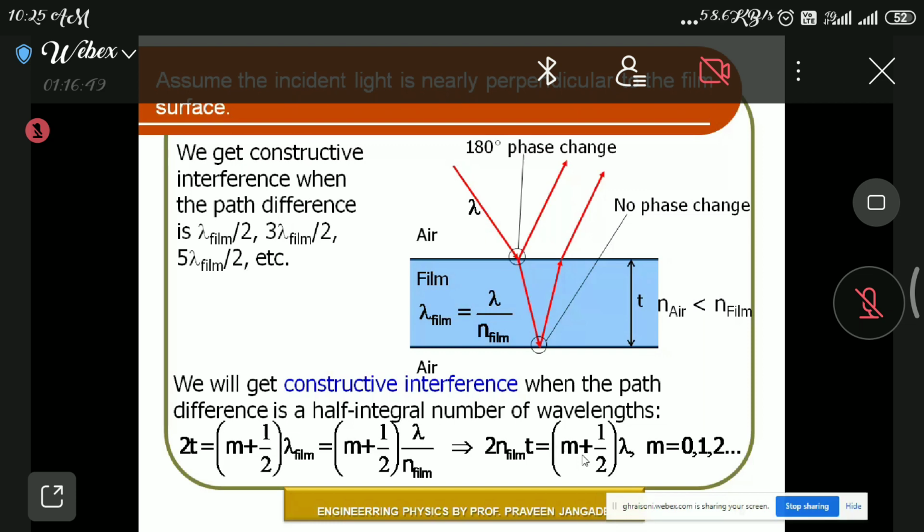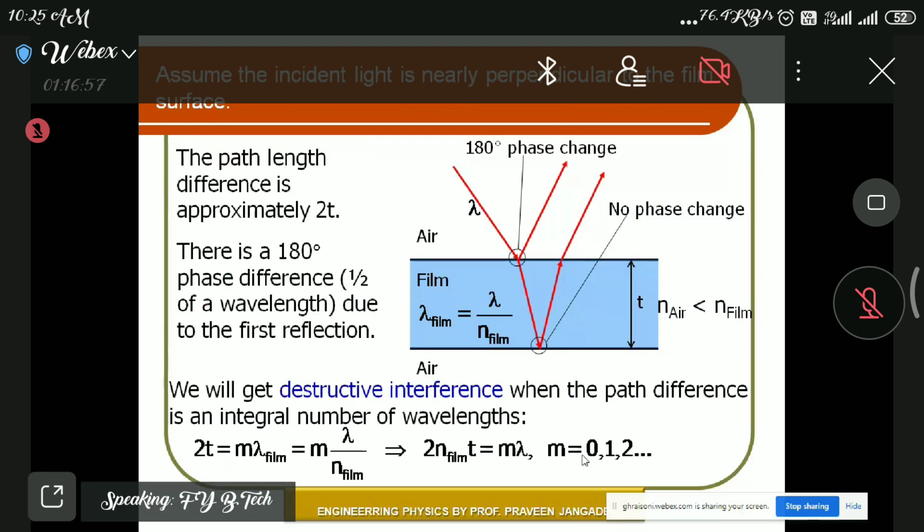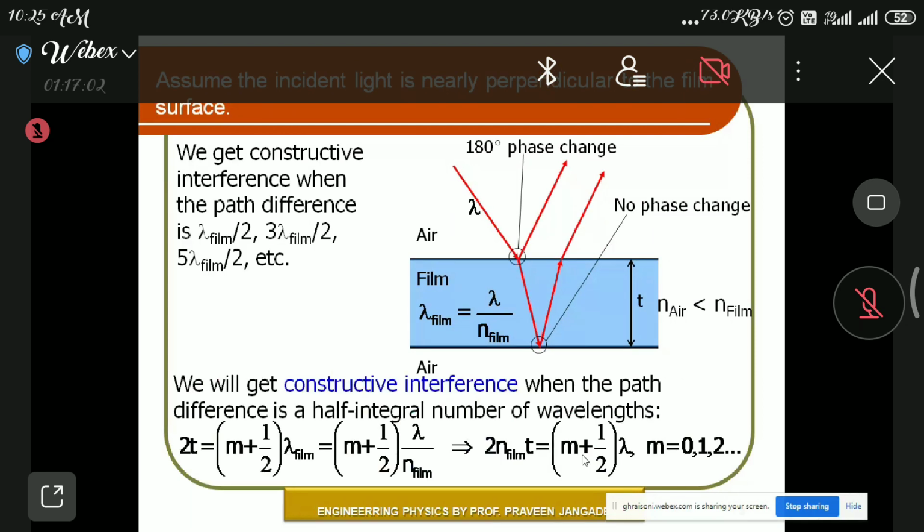We can have a complete derivation of this also, that is, how we get these conditions. For constructive interference it is 2t equals m lambda, and for destructive interference 2t equals (m plus 1) lambda.